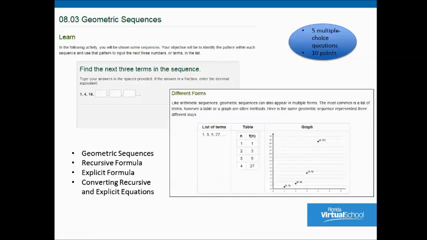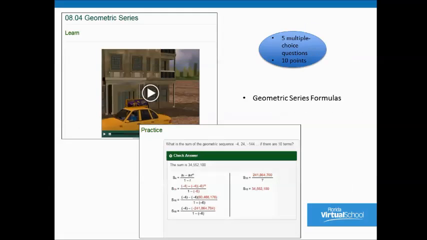803, geometric sequences. Students learn geometric sequences, recursive formula, explicit formula, and converting recursive and explicit equations. The assessment for this lesson is 5 multiple choice questions worth 10 points. 804 is geometric series. For this lesson, the students learn about the geometric series formulas. The assessment is 5 multiple choice questions worth 10 points.